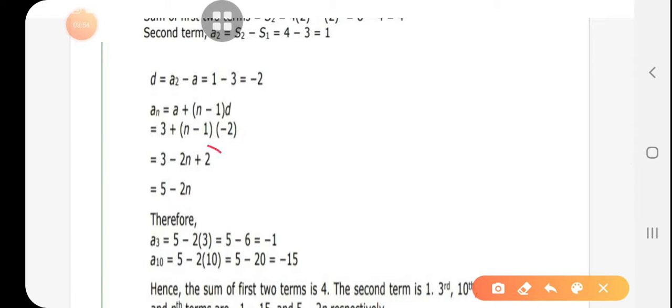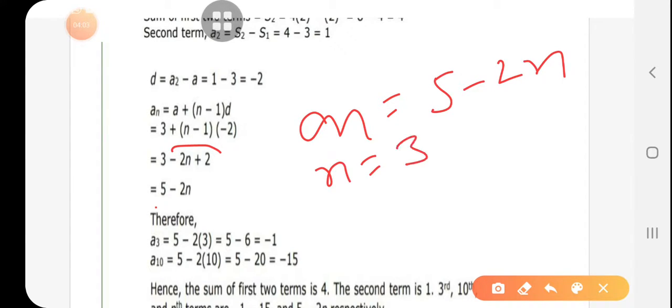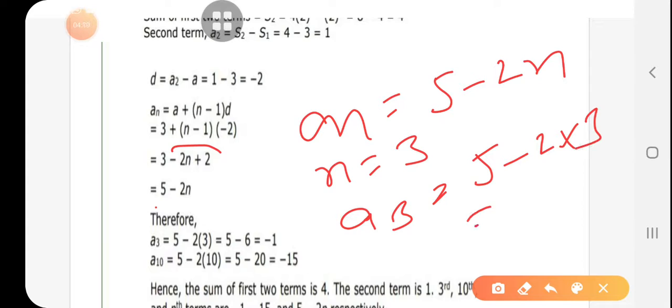So it will be 3 plus 2, that means 5 minus 2n. So we got the value of an, that is 5 minus 2n. Now we can find any term. Just put n is equal to 3. Then it will be a3, and it will be 5 minus 2 into 3. So it will be 5 minus 6, that is minus 1.